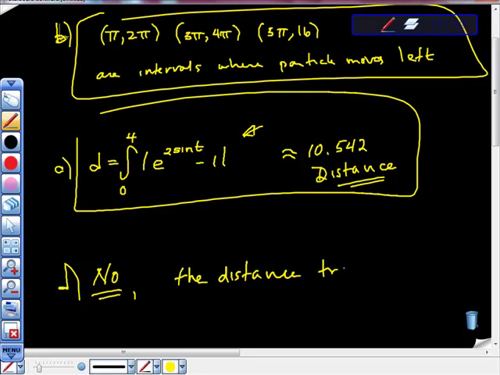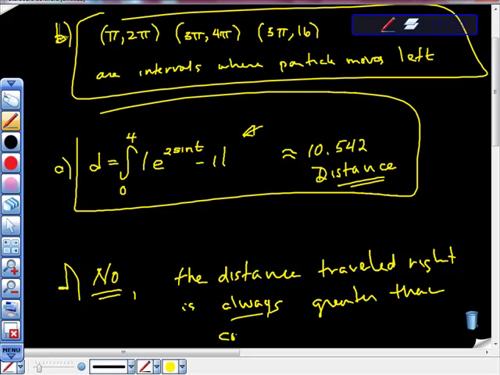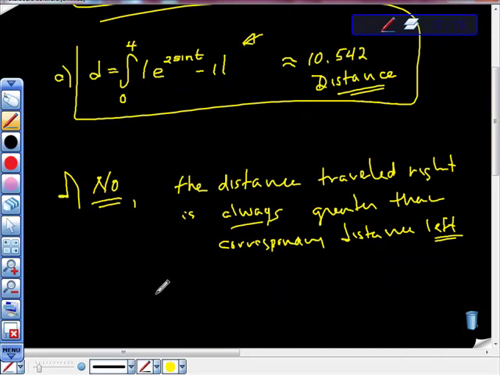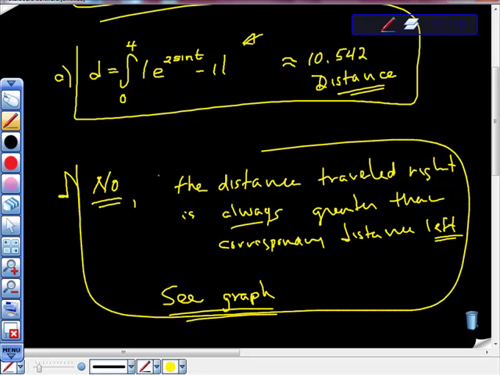The distance traveled right is always greater than the corresponding distance left. So no. And then you know what? I would write here C graph. I really would. I might even write please see the graph.